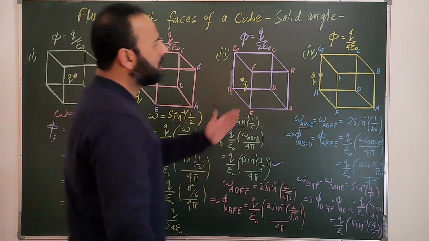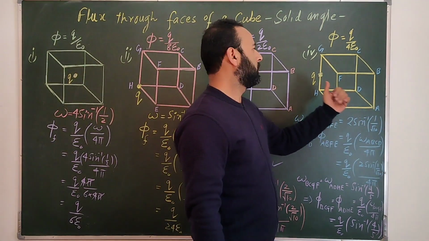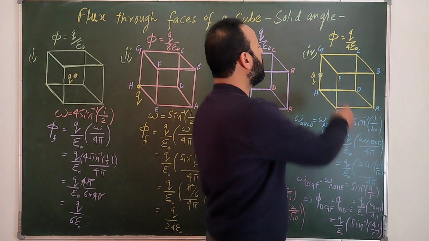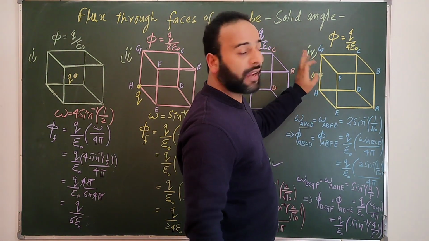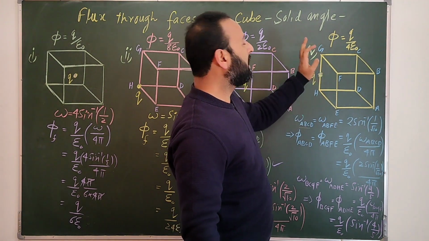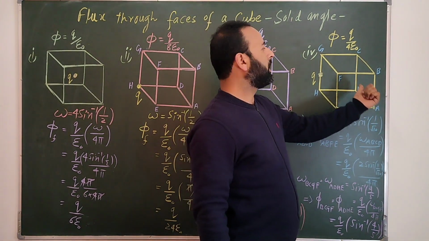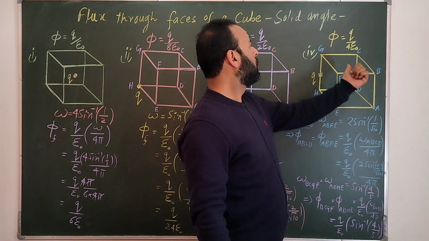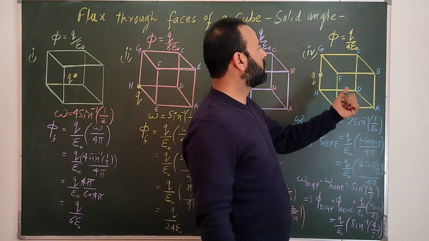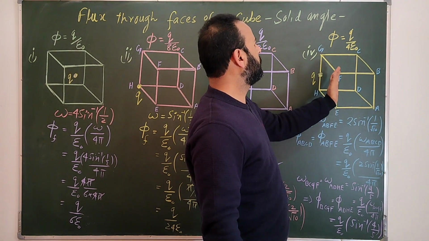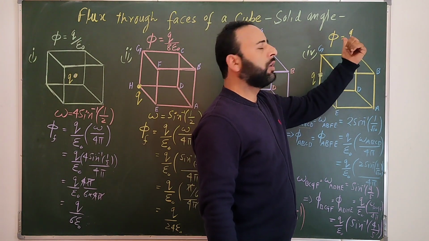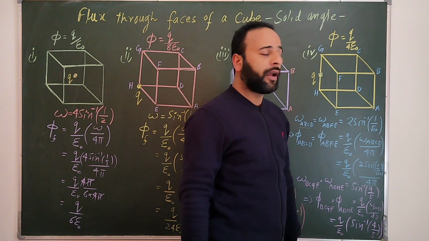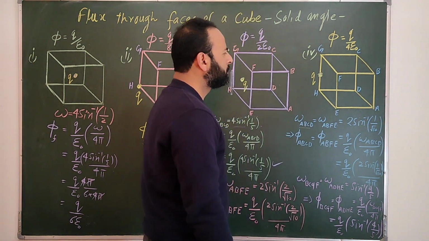Okay. Now, let's come to the 4th part. The 4th part is when the charge is at the edge center. So the charge lies here at the edge center of the cube. The contribution of charge in the cube is only 1 by 4, because we need 4 cubes to enclose the charge. So equally distributed in the 4 cubes, the charge is only Q by 4. So the flux is Q by 4 by epsilon naught, right?